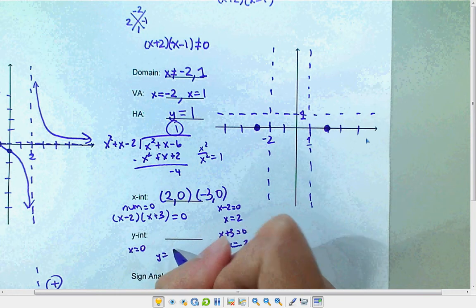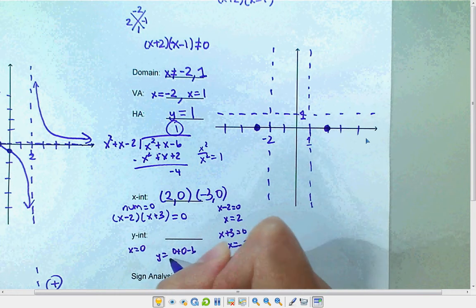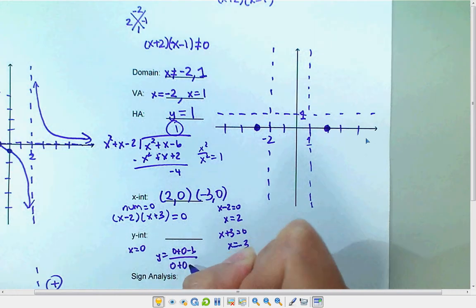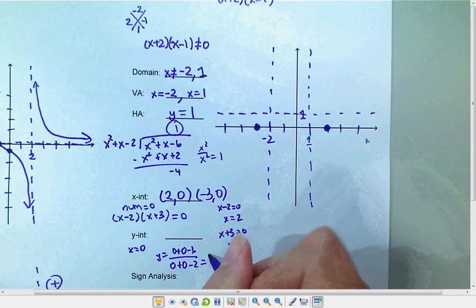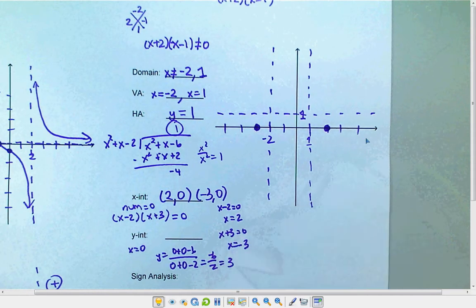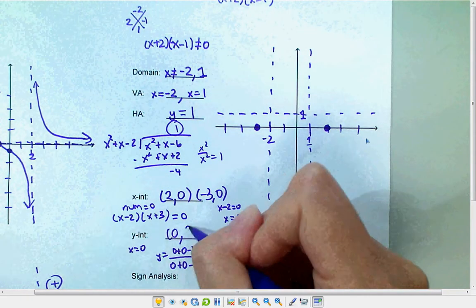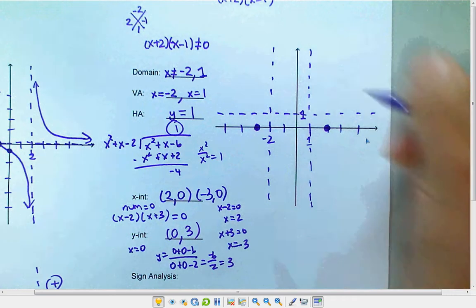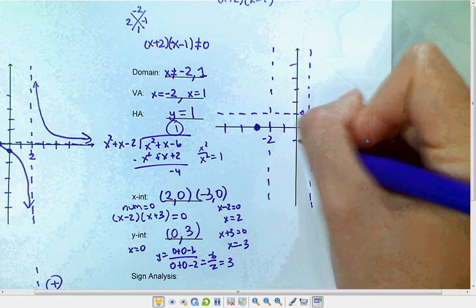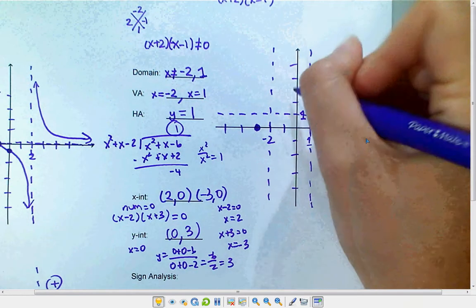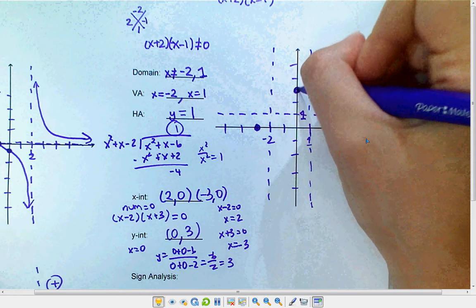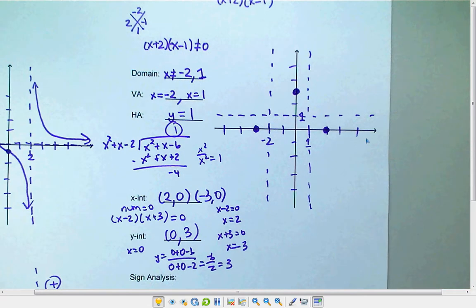So y equals 0 squared plus 0 minus 6, over 0 squared plus 0 minus 2. So I end up with -6 divided by -2, which is just a +3. So my y-intercept is (0, 3). Now I'm going to plot that one as well. Y-intercept should be on the y-axis, so this one's up here.